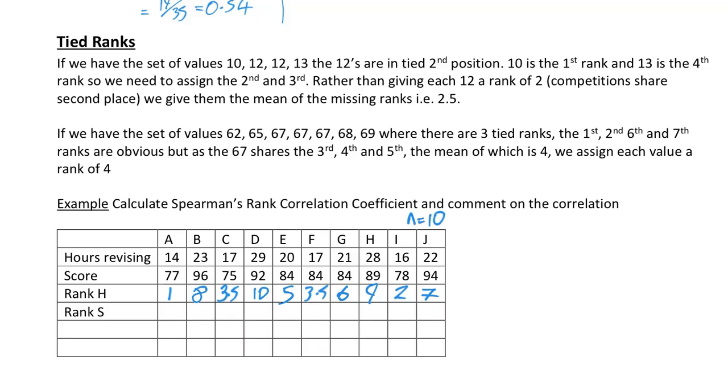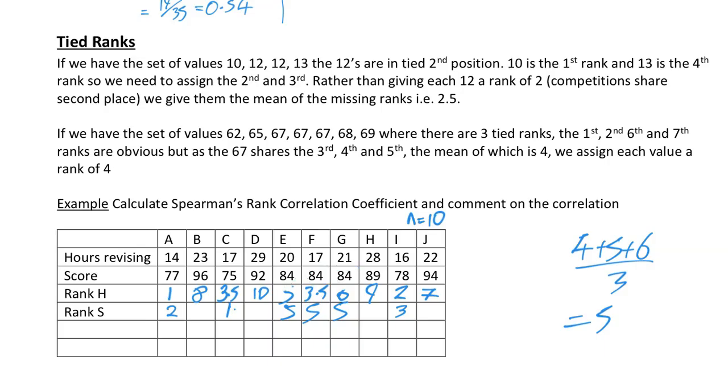Okay, same idea we're going to do for the S. Our lowest score then is 75, so it's our first one. Then we have 77, it's our second. Then we have 78, it's our third. Then we've got 84, 84, and 85. So that would be our 4th rank, our 5th rank, and our 6th rank. So 4th plus a 5th plus a 6th, divide by 3, what you get is 5. So all of these get ranked 5, those 3 values.